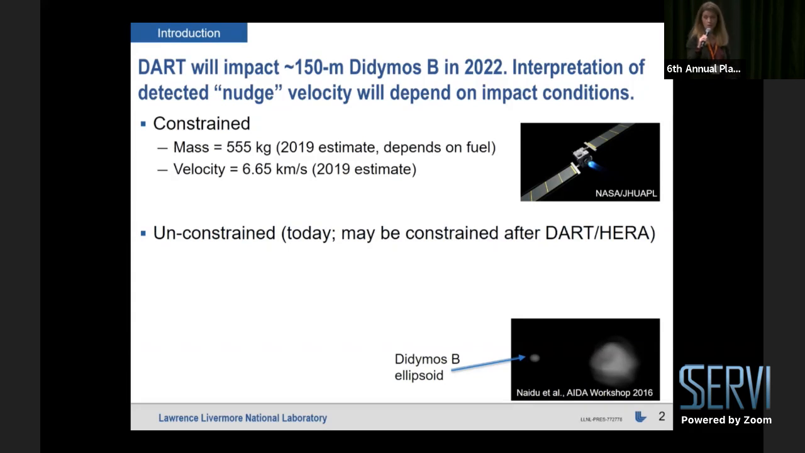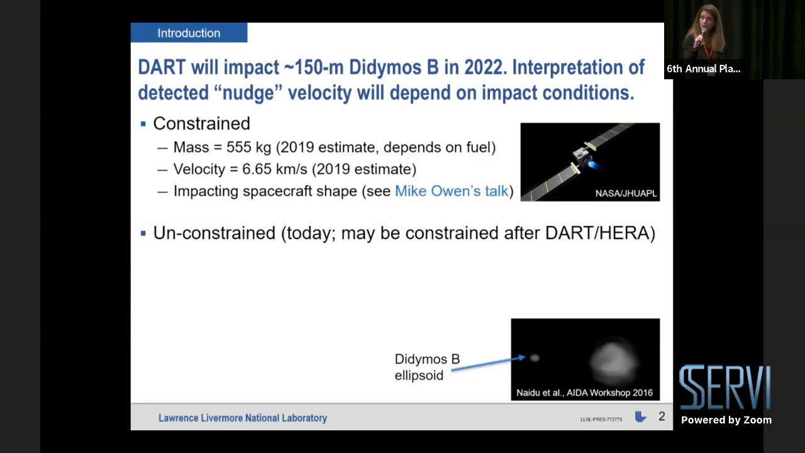Another aspect that's not been discussed too much, and we're starting to get more into the details here, is the impacting spacecraft shape. And Mike Owen will be talking more about that today, modeling the entirety of that shape model, including these solar panels, and seeing how that affects the evolution of the crater.